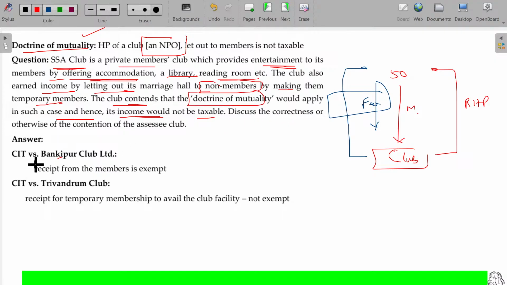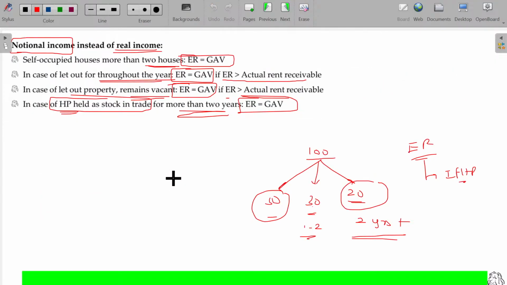Discuss the correctness. CIT versus Bankipur Club Limited: receipt from members is exempt. And CIT versus Trivandrum Club: receipts for temporary membership to avail the club facility are taxable. Clear? One discussion case now. Hope now you'll be able to understand the concept of doctrine of mutuality.